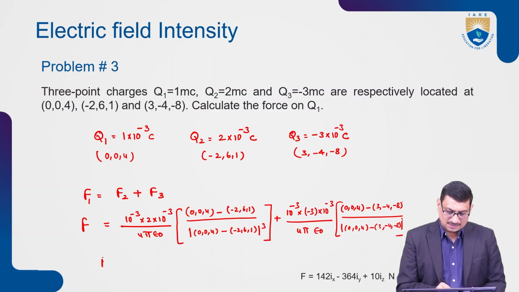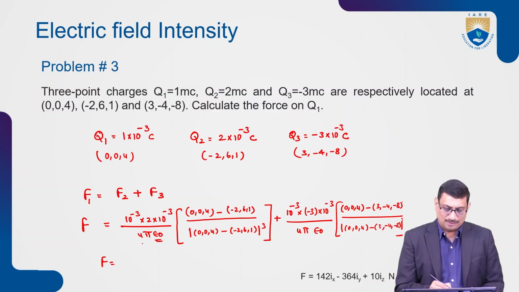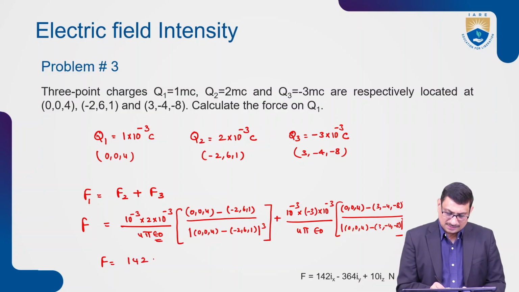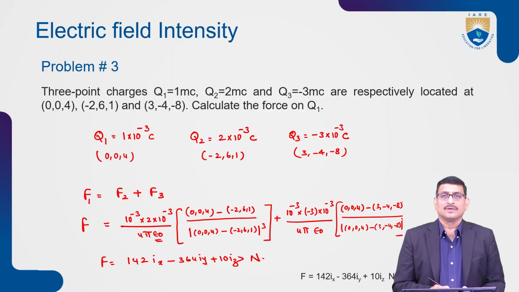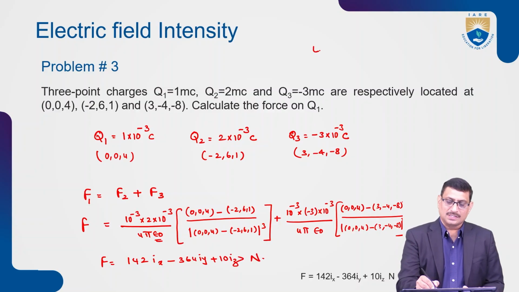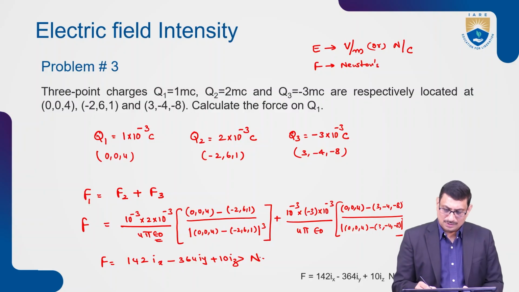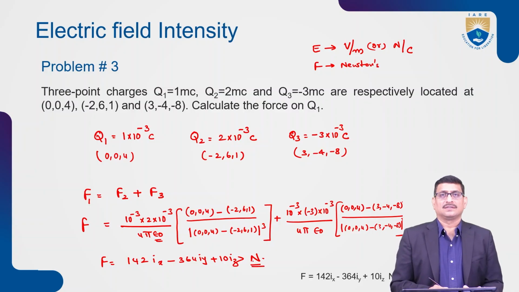We may get the answer by simplifying this, substituting epsilon naught as 1 divided by 36 pi into 10 power minus 9. Simplifying this expression, you may get the answer as 142 Ix minus 364 Iy plus 10 Iz newtons. Whereas the electric field intensity units are volt per meter or Newton per Coulomb, for the force the unit is newtons. So the units must be given to represent the answers.